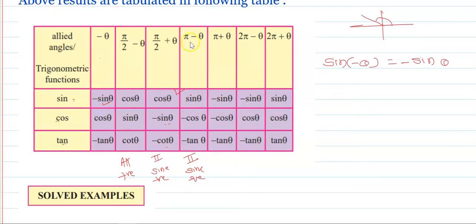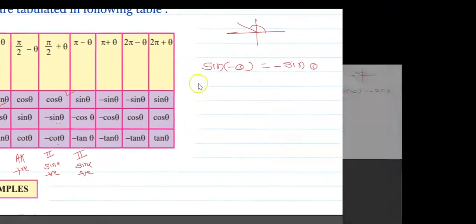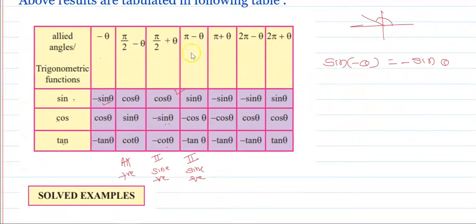Okay, cos of pi minus theta, the function remains as it is, and therefore it is cos theta, as it is in the second quadrant. In the second quadrant, cos is negative, and hence cos of pi minus theta is minus cos theta. Next, tan of pi minus theta, the function remains as it is, it's tan theta. Which quadrant does it come in? The second, and hence tan of pi minus theta is minus tan theta.